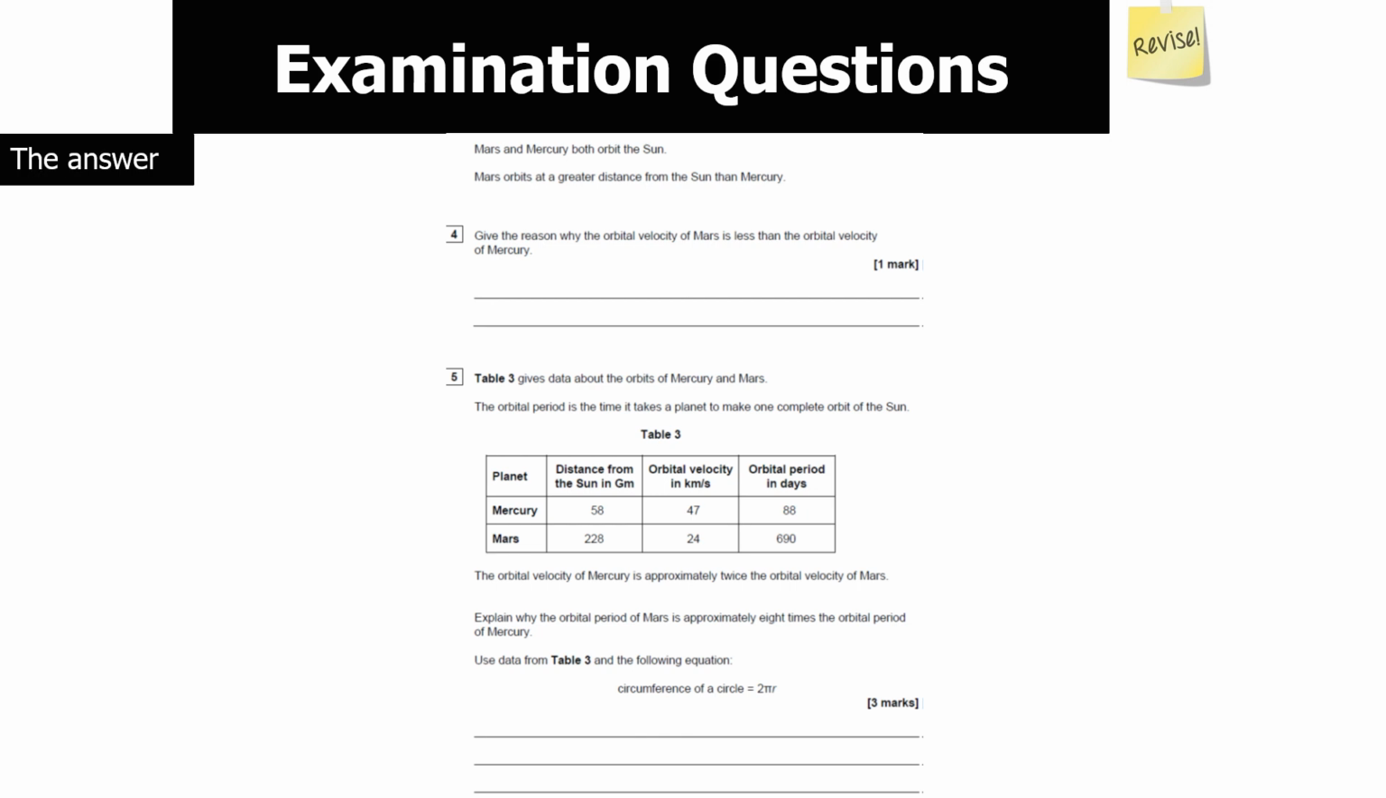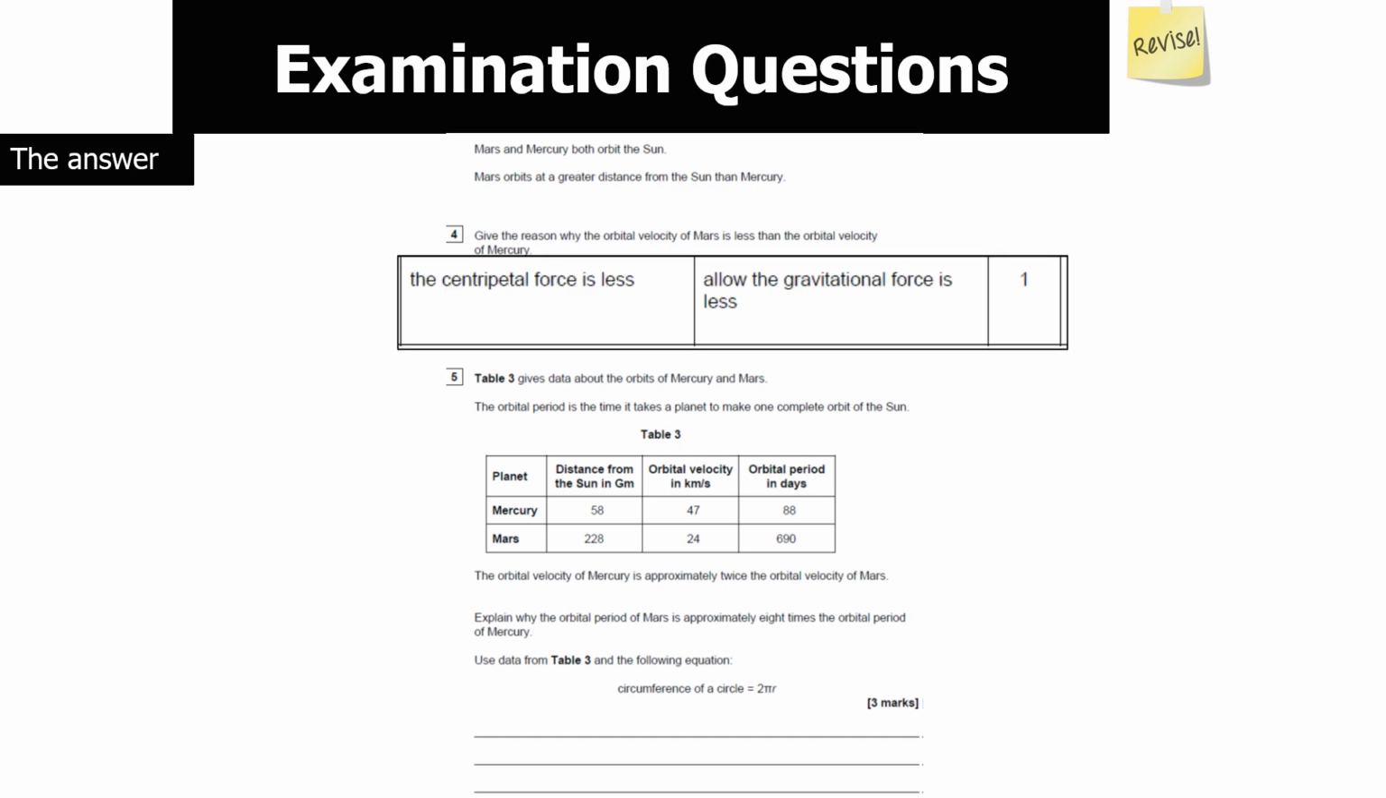Right, in this first one, you've got to understand what the centripetal force, the force that causes the circular motion, depends upon. Well, it depends upon the mass of the object, and it also depends upon the velocity of the object, but it also depends on the distance away the object is. Now, it's important to note that Mercury is a lot closer to the Sun, which is what it's in gravitational attraction with, compared to Mars. So because Mars is a lot further away, the centripetal force will be a lot less, so therefore it will not orbit at such a high velocity.